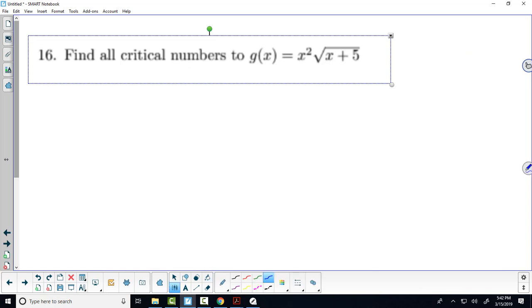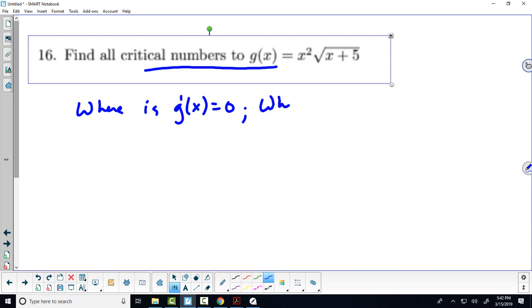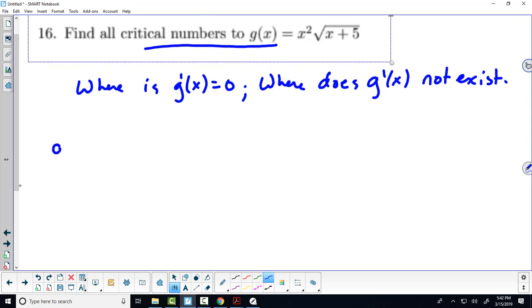Okay, so we want to find all critical numbers to g of x. So to do so, we want to know where is g prime of x equal to 0, and we want to know where does g prime of x not exist. Okay. So both those questions require us to know what g prime of x is. So let's go ahead and calculate g prime of x.